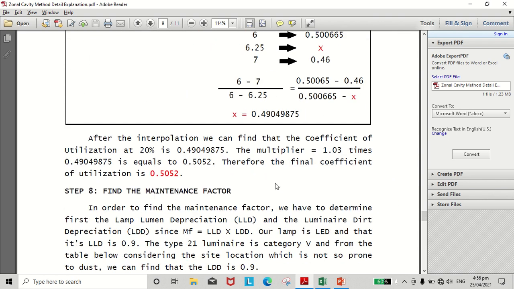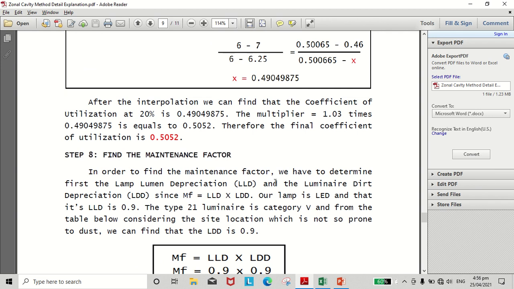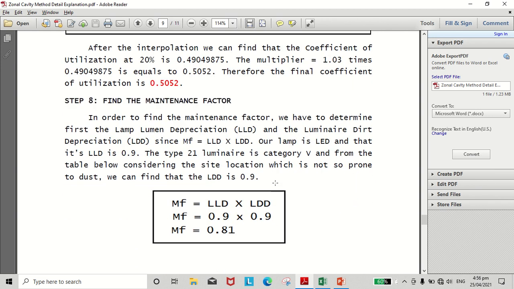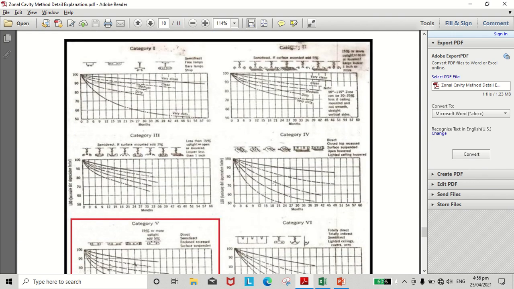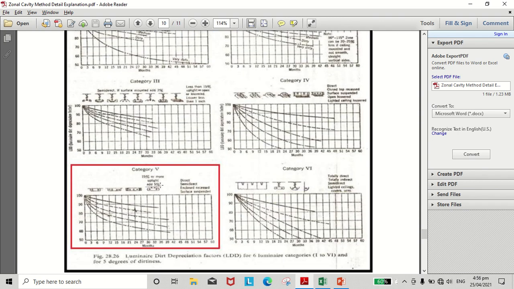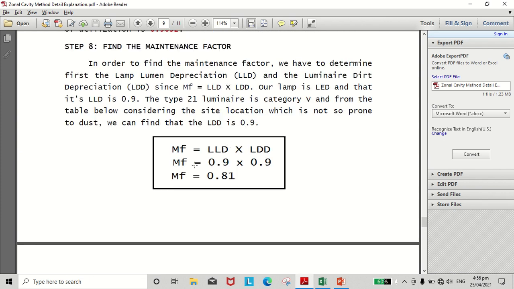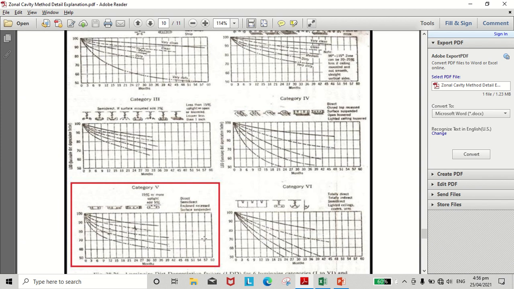After finding the coefficient of utilization, we have the maintenance factor. The maintenance factor depends on the luminaire you will use. We also have a formula for it: maintenance factor equals lamp lumen depreciation multiplied by luminaire dirt depreciation. All of these we can get from the category of luminaire we chose.